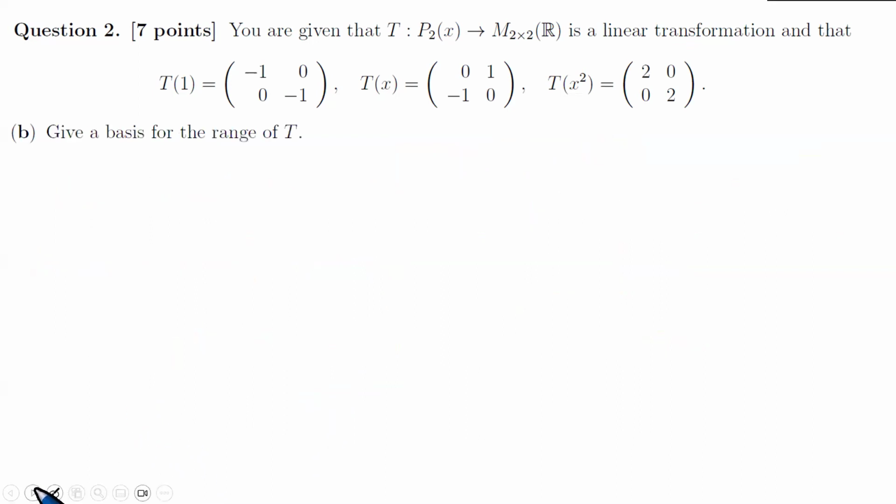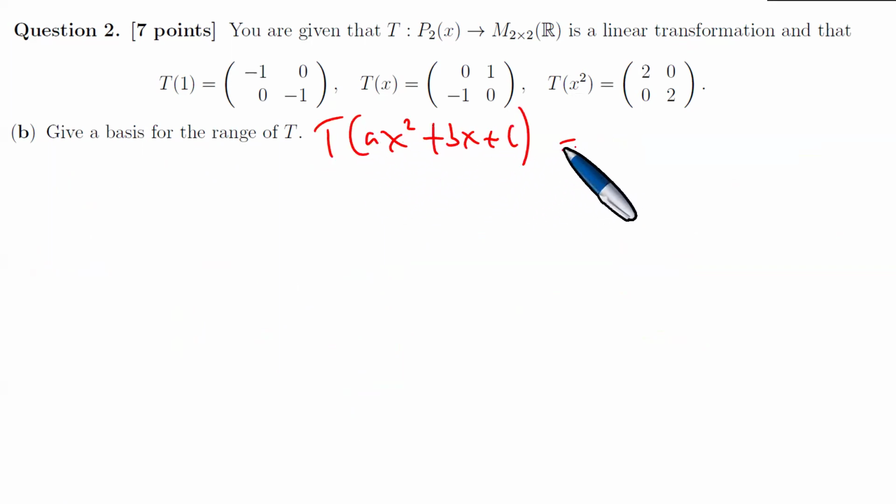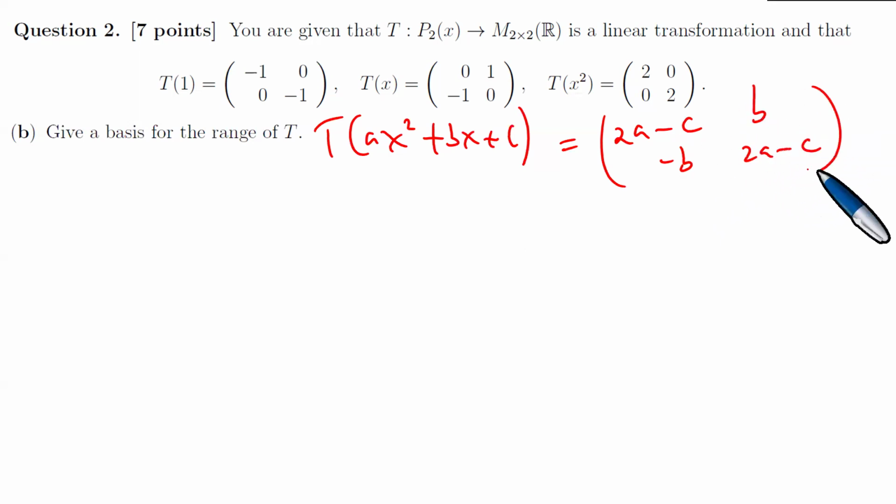Now the next question is part B: give a basis for the range of T. To give a basis for the range of T, there are a couple of things we need to take into account. We remember that T of ax² + bx + c, from the question we just solved, is 2a - c, -b, b, 2a - c, like this. So a basis for the range is found when we split these things up. When we split these things up, that forms a basis for the range.